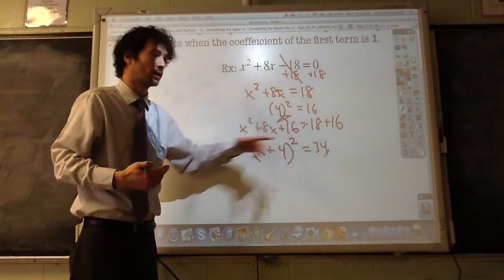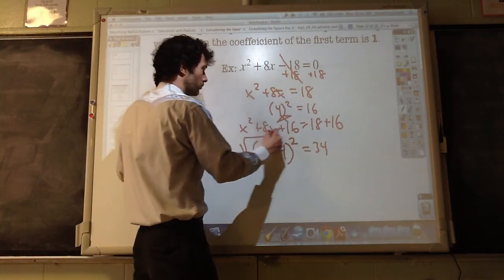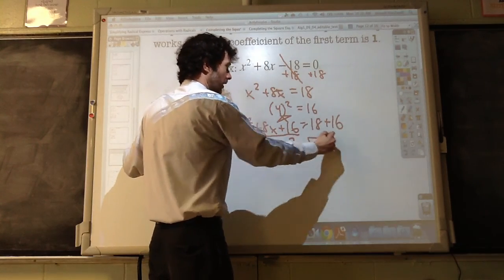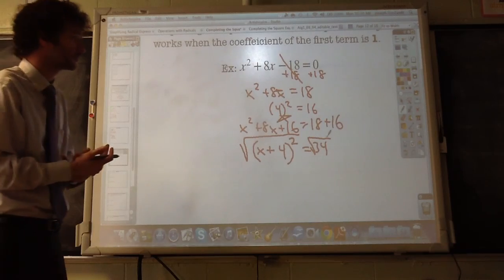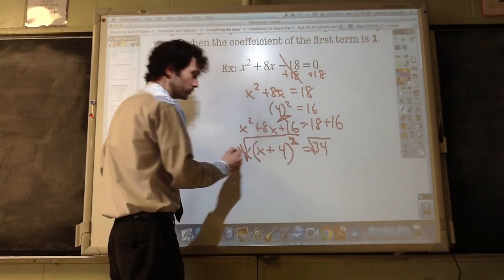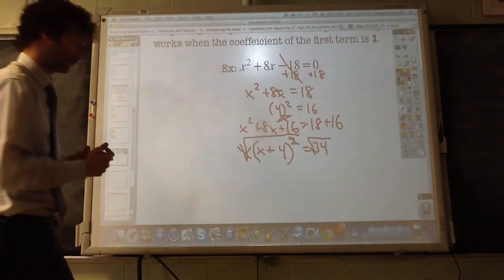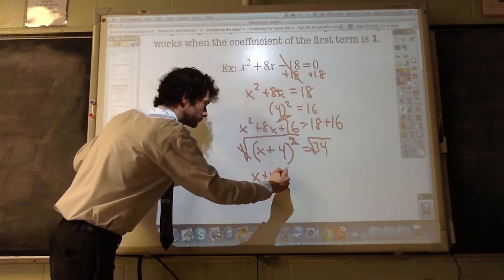I need to get rid of the squared. How do I accomplish that? So I take the square root of this whole side and this whole side. Yes, I know my board is having issues. Let's see if I can fix it in a minute. So over here, the squared and the square root cancel out. That's what they do. And that means on this side, I'm left with just x plus 4.